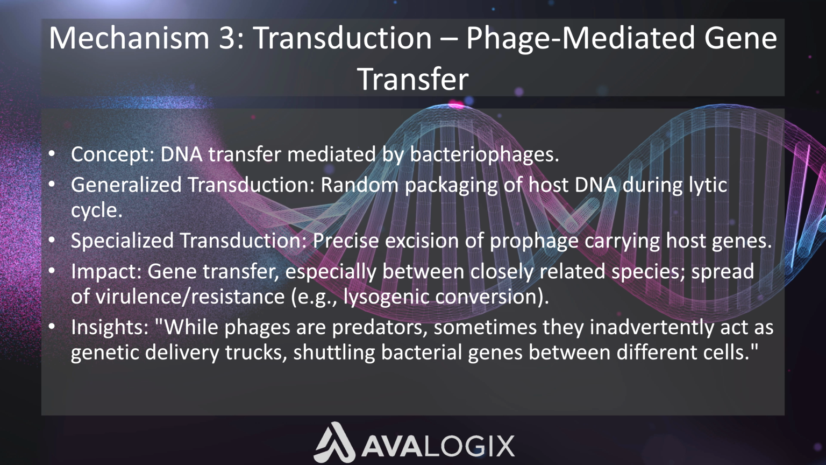2. Specialized transduction. Happens with lysogenic phages that integrate into the host genome as a prophage. When exiting the chromosome to enter the lytic cycle, faulty excision may occur, and adjacent host genes are mistakenly included in the phage DNA. This hybrid DNA is then packaged and transferred during subsequent infections. It's specialized because only genes near the prophage site are transduced.